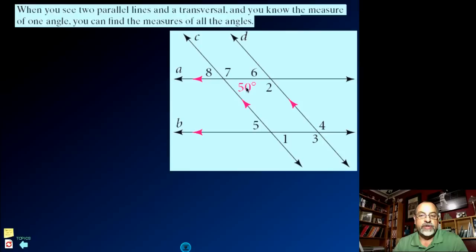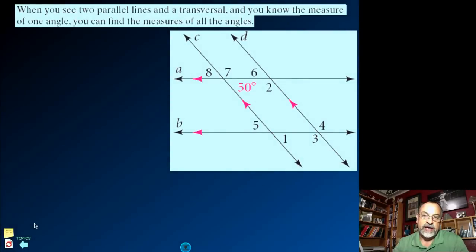And again, remember, the one condition is that the two lines being intersected have to be parallel to each other. Otherwise, we don't have any congruent angles. We still have all of those angle pairs, but they're not congruent. That condition is that the lines have to be parallel.